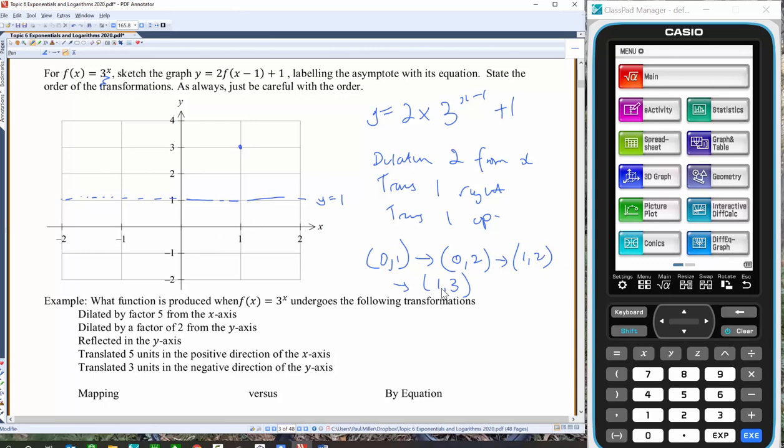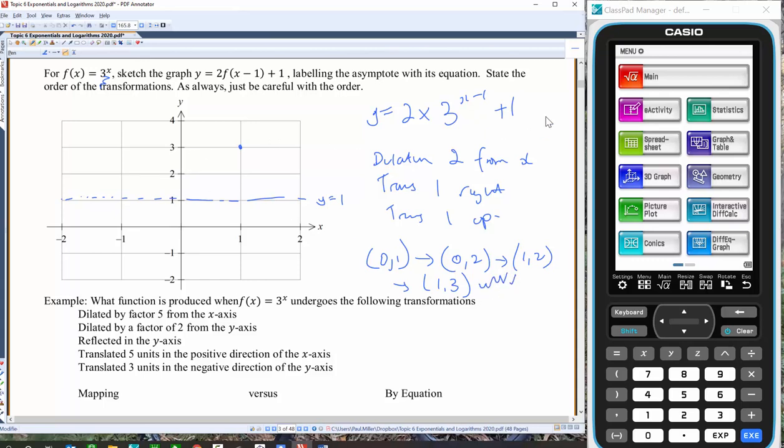So what I'm going to do is slam 1 into this and make sure that 3 pops out as a result. So 1 goes in, 1 take away 1 is 0, 3 to the 0 is 1, 2 times 1 is 2, 2 plus 1 is 3. Winner, winner, winner. Okay, that's fantastic.